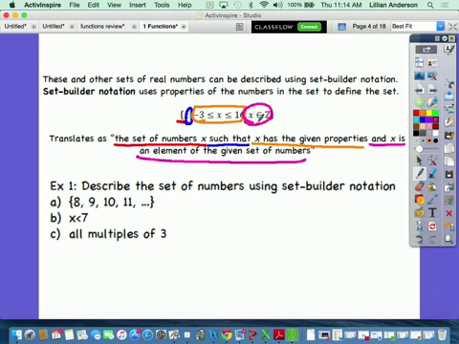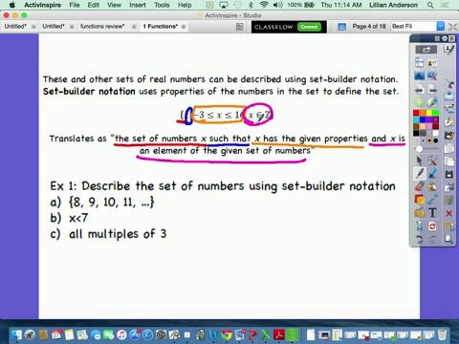The first one, we have 8, 9, 10, 11, and so on. One person raise their hand and tell me, what does the "..." mean? Yes, it means it continues. Keeps going. Does it ever end? No, so basically it can go all the way up to what number? Infinity.